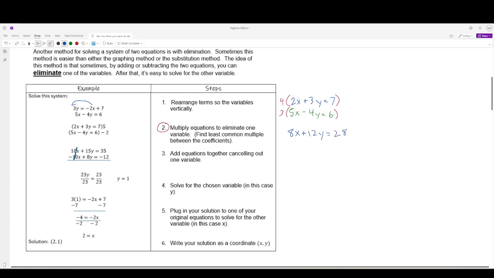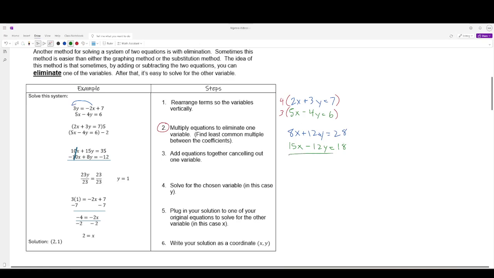Don't miss any. It's common to multiply the x and y and then leave this as 7 and forget to multiply that c term, or to multiply just the one you cared about, the y and this constant, and forget about the x. So just don't forget about any of them. Make sure everything gets multiplied. My second equation becomes 15x minus 12y is equal to 18.